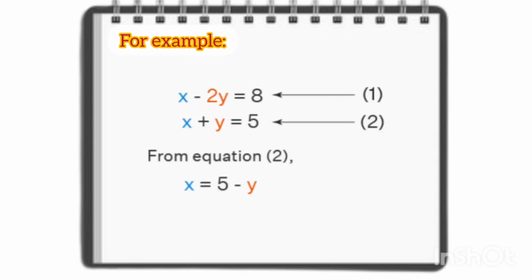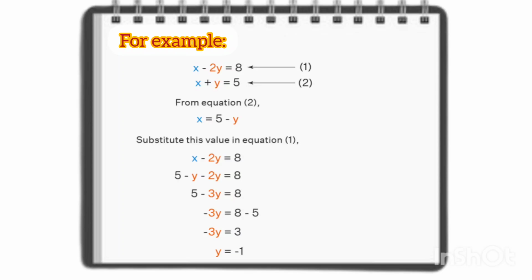Take this for example. We have the equations x - 2y = 8 and x + y = 5. In solving equations using the substitution method, we need to choose one of the equations and solve for one variable in terms of the other. So in here, we are going to solve for x from equation 2, and that gives us x = 5 - y.